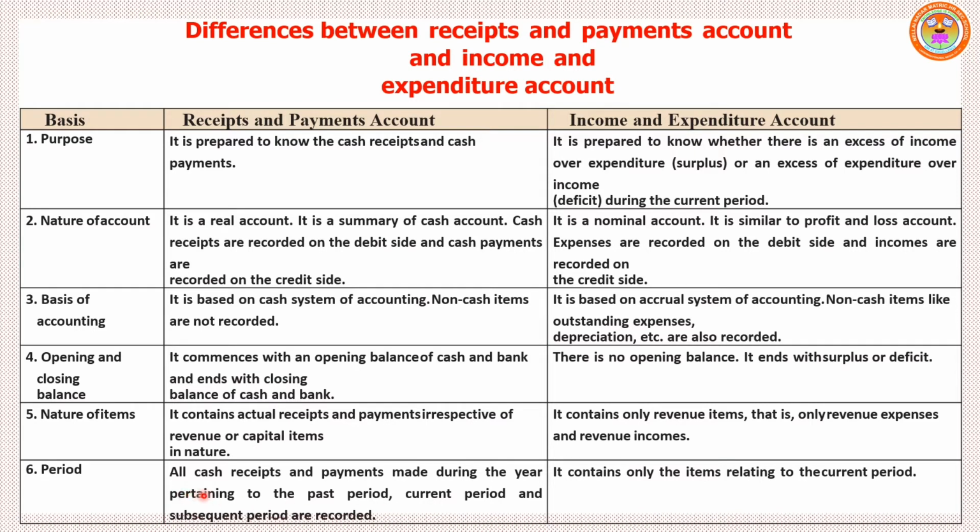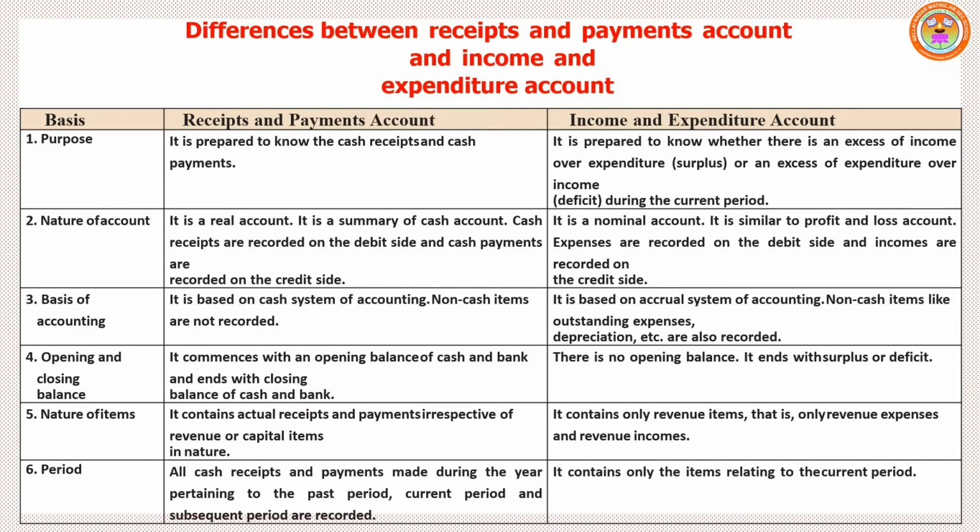Then sixth point, period. Here, all cash receipts and payments made during the year, pertaining to the previous year, current year and the future period, are to be recorded. While preparing income and expenditure account, we are going to take current year details alone. We should not enter the previous year and next year dealings while preparing income and expenditure account. So let me do the sums from income and expenditure account.